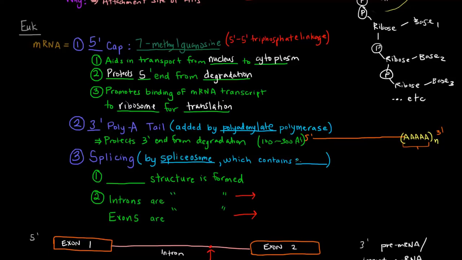Which contains these things called SNRPs. S-N-R-N-P. SNRPs. Okay, that's a funny name. I actually enjoy saying it. SNRPs, that stands for small nuclear RNAs and proteins.